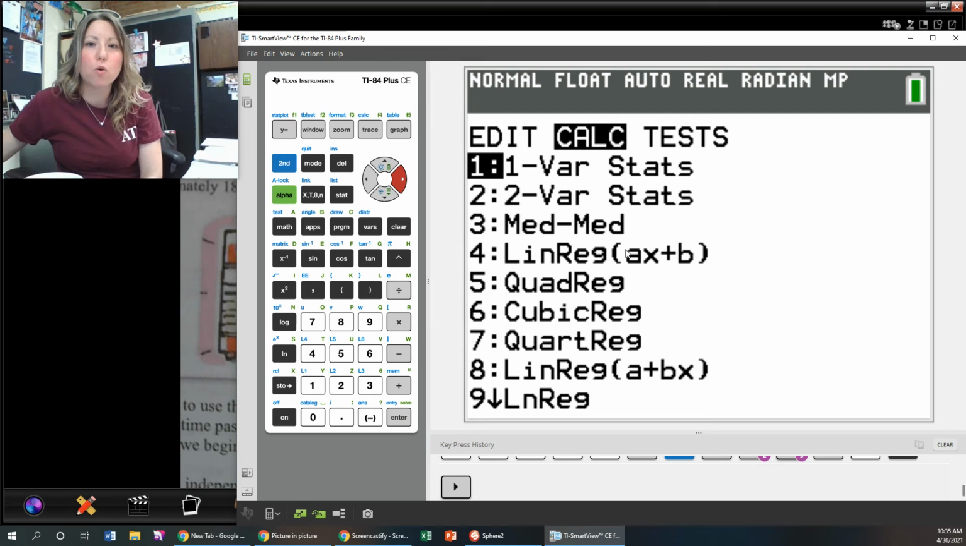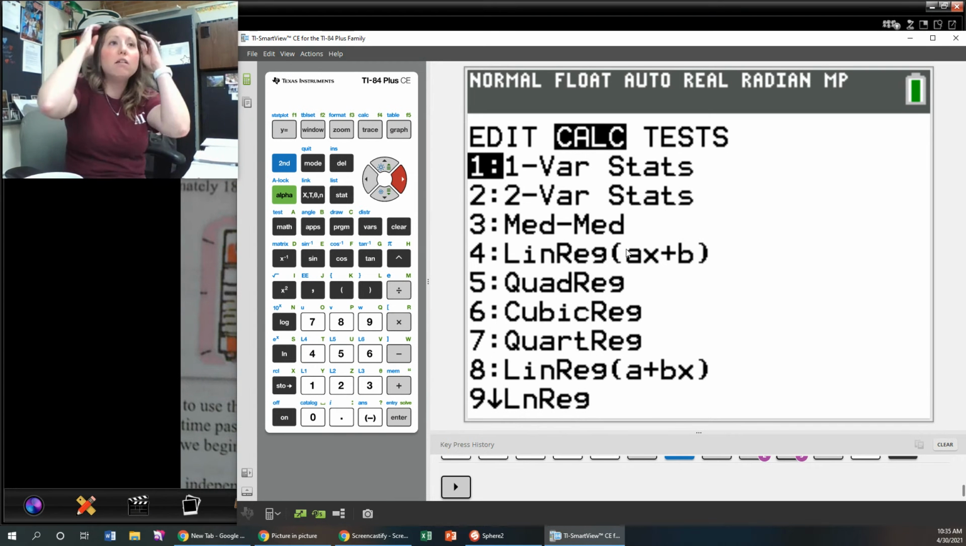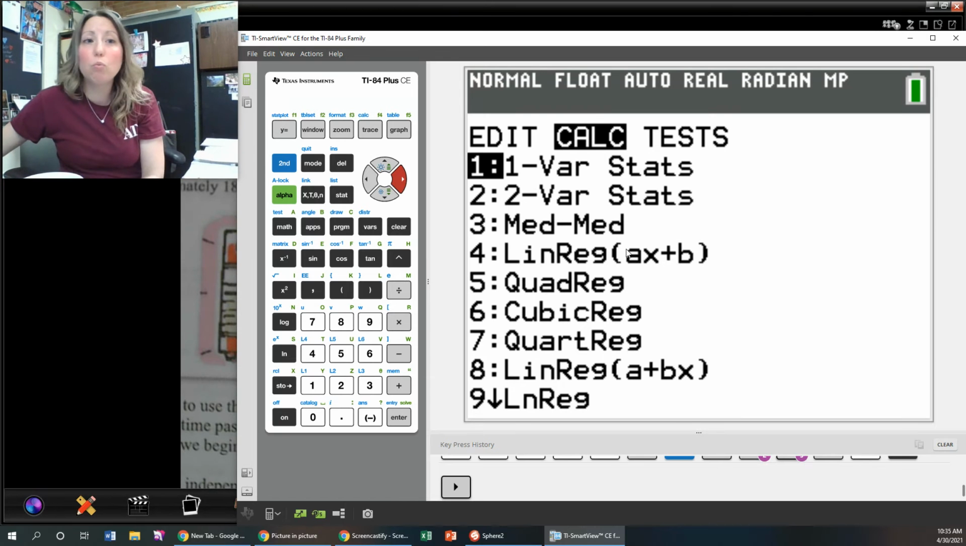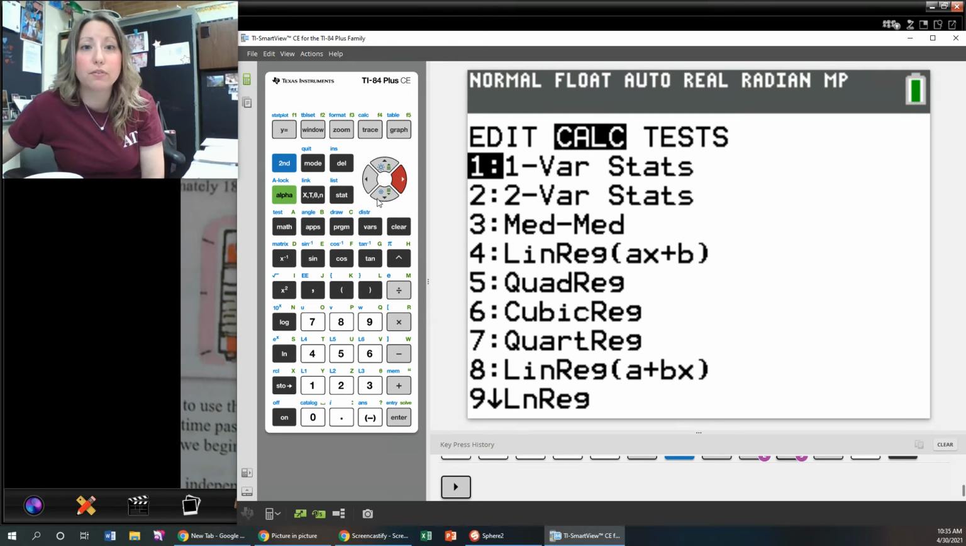We know number 4, our linear regression, is what we have worked with previously, when our plots along our scatter plot look linear. But we noticed a curve. We can see a curve in that data. So instead, let's kind of arrow down our list.